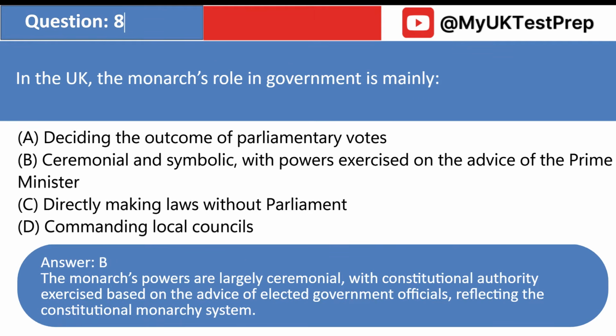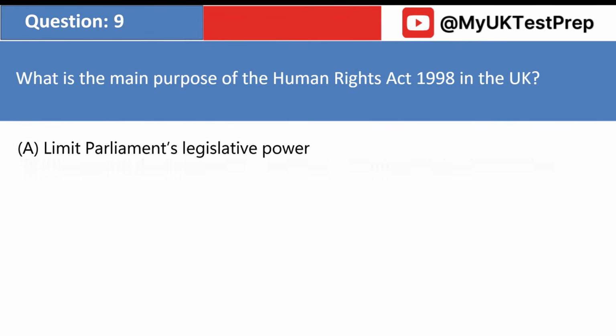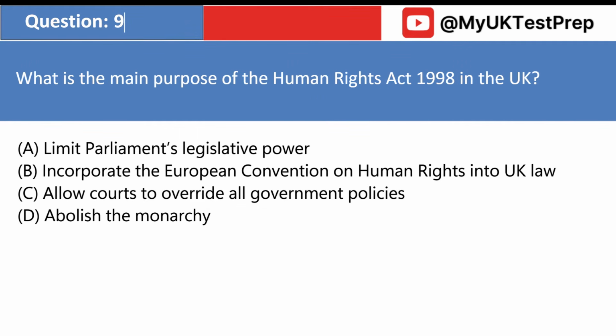The monarch's powers are largely ceremonial, with constitutional authority exercised based on the advice of elected government officials, reflecting the constitutional monarchy system. What is the main purpose of the Human Rights Act 1998 in the UK? A. Limit Parliament's legislative power. B. Incorporate the European Convention on Human Rights into UK law. C. Allow courts to override all government policies. D. Abolish the monarchy. Answer: B.